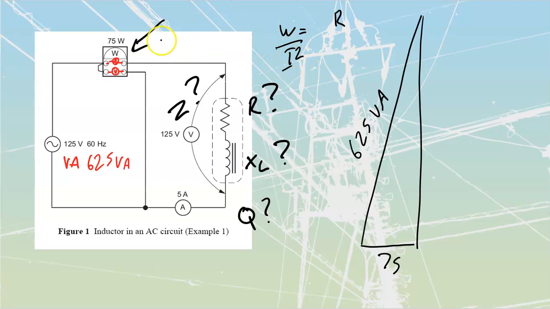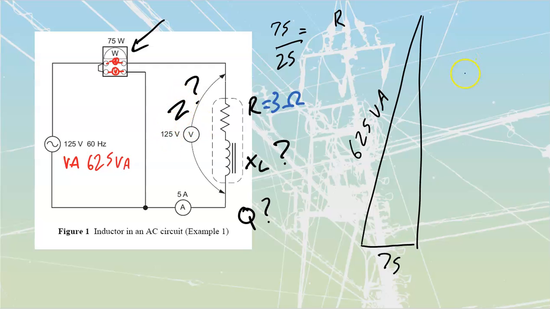What's my watts? 75. What's my I squared? I is 5, so 5 squared. 5 squared is equal to a value of 25. So 75 over 25 tells you that my resistance value has to be a total of 3 ohms. Let's put that inside of here as a solved value. 3 ohms like that.